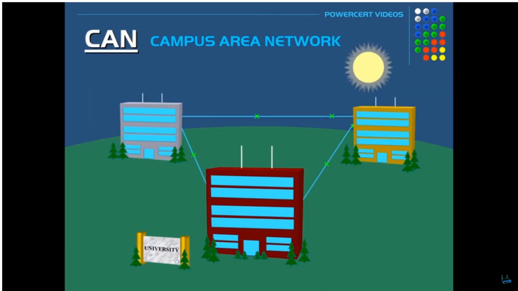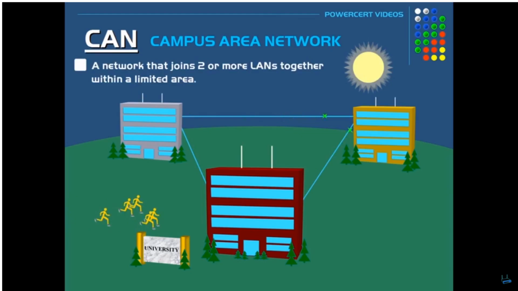And the next network type is a CAN. CAN stands for Campus Area Network. A CAN is a network that joins two or more LANs together within a limited area. For example, a CAN could be a university that has multiple buildings in the same general area that are connected to each other to form a larger network. These buildings could be different departments on a university's property, with each building having its own LAN in their department, and then the buildings are connected to form a campus area network.